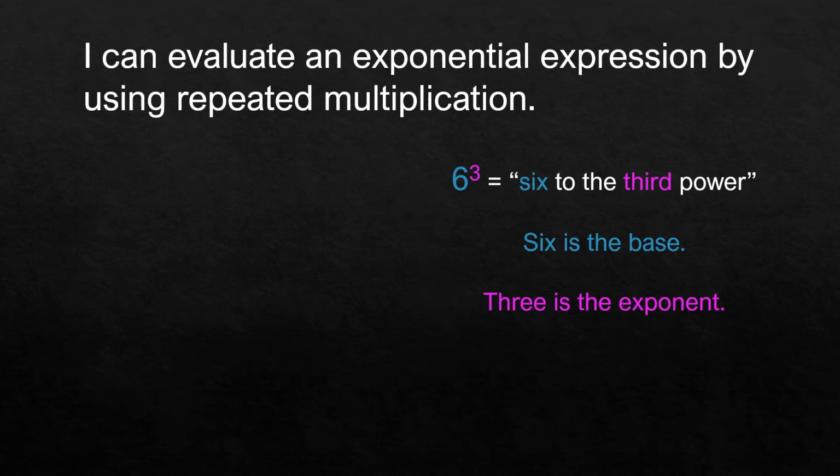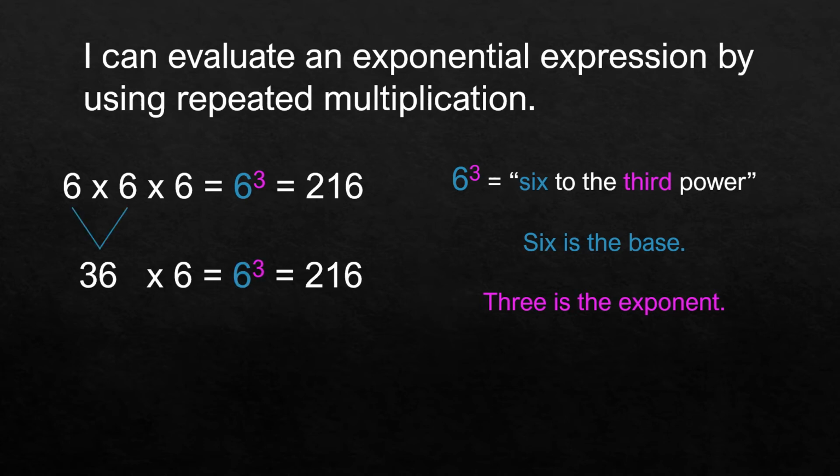You will often be asked to evaluate an exponential expression. This means to find the value of the expression. I can evaluate an exponential expression by using repeated multiplication. If I have the expression 6 to the third power, I know to take the base 6 and multiply it 3 times. The value of 6 to the third power is 216.